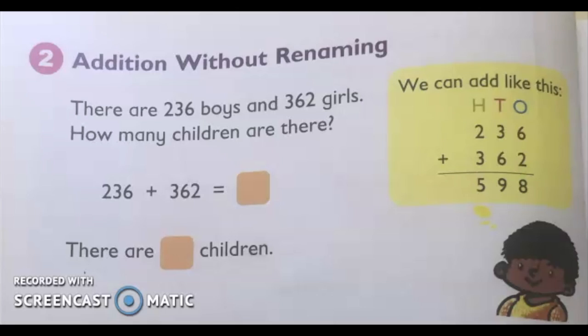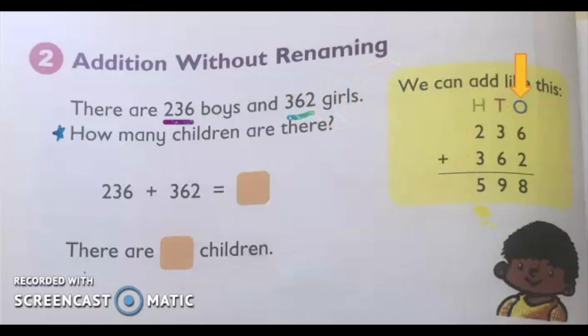It says, there are 236 boys and 362 girls. The question is, how many children are there? So let's look at this little boy on the right. He says we can add like this. So notice that we've got 236 because that's how many boys there are. And then we also have 362 because that's how many girls there are.